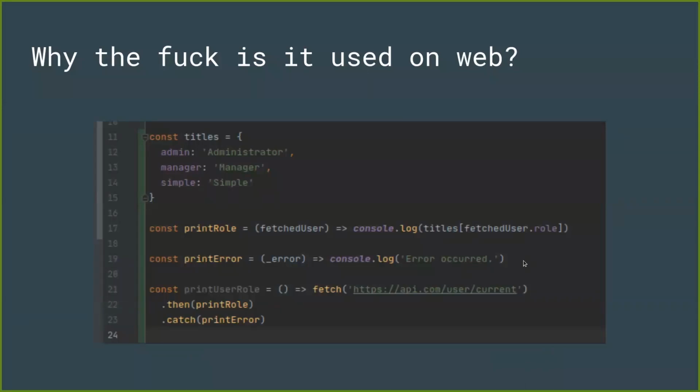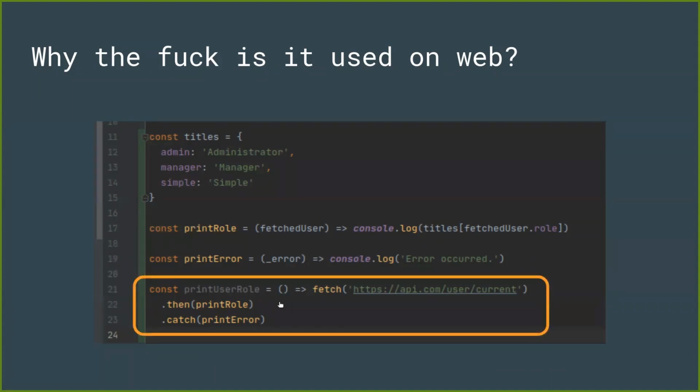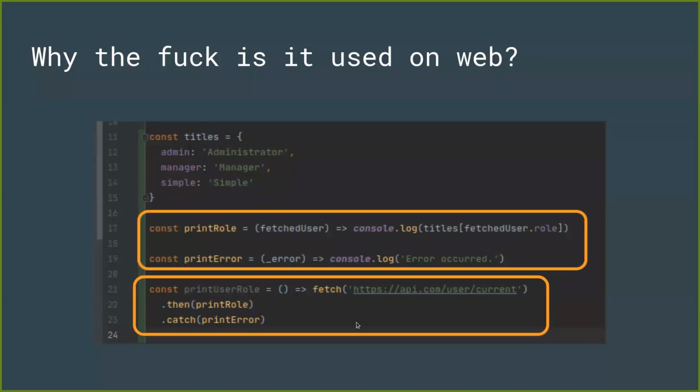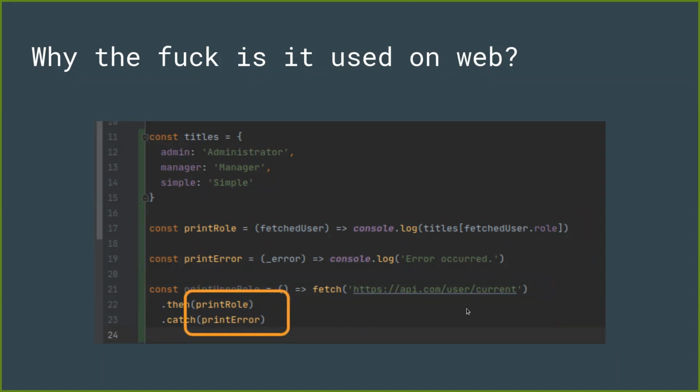Here we have a JavaScript example. It tries to fetch the current user and print its role. And if an error occurs, it prints an error. So this is the declarative part. And this is the imperative part. And this one is kind of the lazy loading part. It's not actually lazy loading here. It's more like a combination between memoization and dependency injection. But for making it easier to understand, let's name it just lazy loading. So the print role and print error functions won't be executed until the data comes.